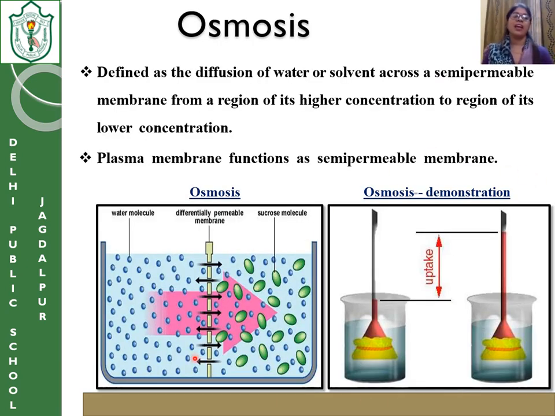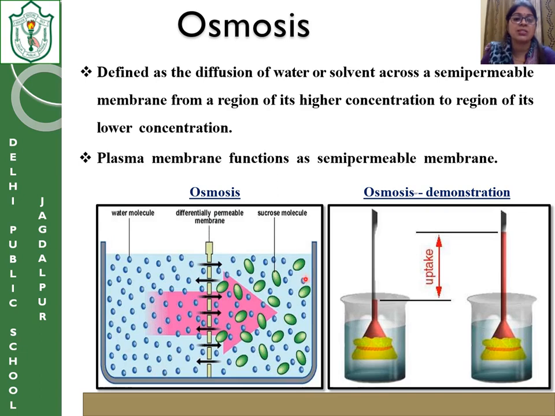Next is osmosis. I have already discussed that osmosis is also a type of diffusion, but there is a slight difference between diffusion and osmosis. Osmosis is only restricted to the solvent liquid components. So just read what is the definition. The diffusion of water or solvent across a semi-permeable membrane from a region of its higher concentration to the region of its lower concentration is called osmosis. And the plasma membrane acts as a semi-permeable membrane.